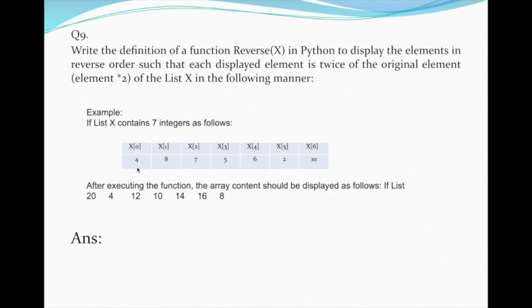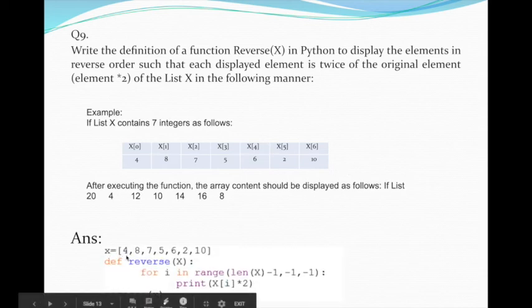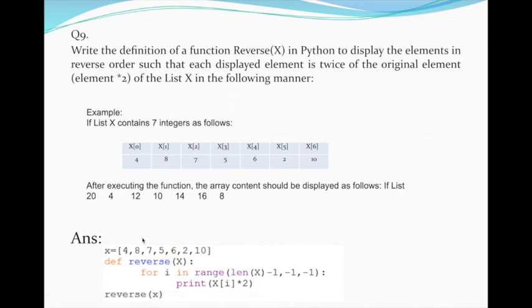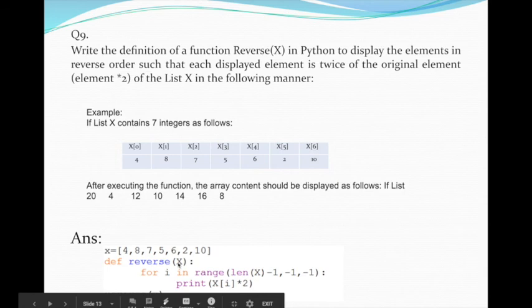So here the first element is 4, second is 8, 7, and so on. But you have to display twice the element in reverse order. So your output is 24, then 12, 10, likewise. So what you have to do is first create a list of elements. The same elements we are passing: 4, 8, 7, 5, 6, 2 and 10. Then define the function. The function name is already given, so use the same function name, reverse(x). So how can you reverse a series of elements in a list? Already studied.